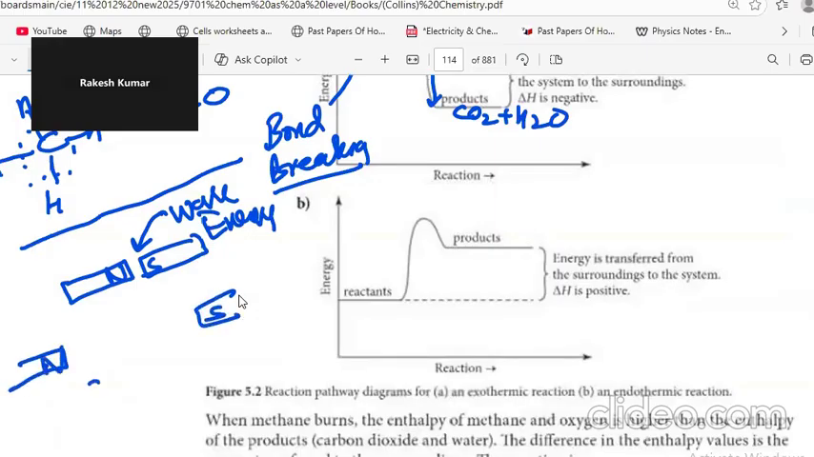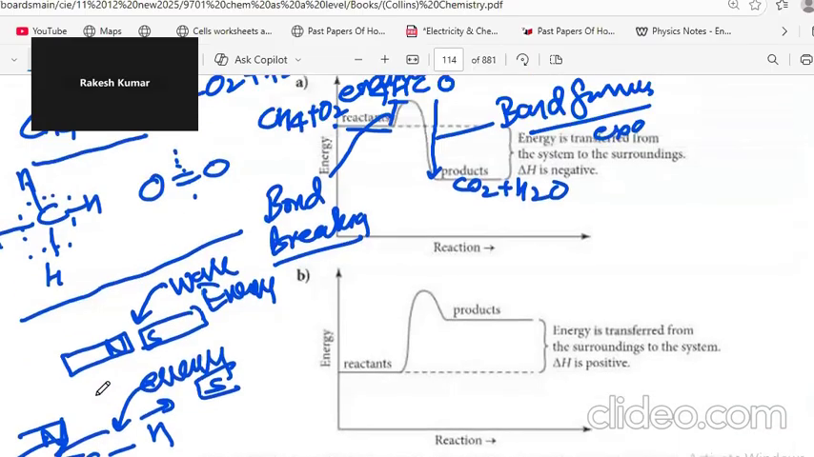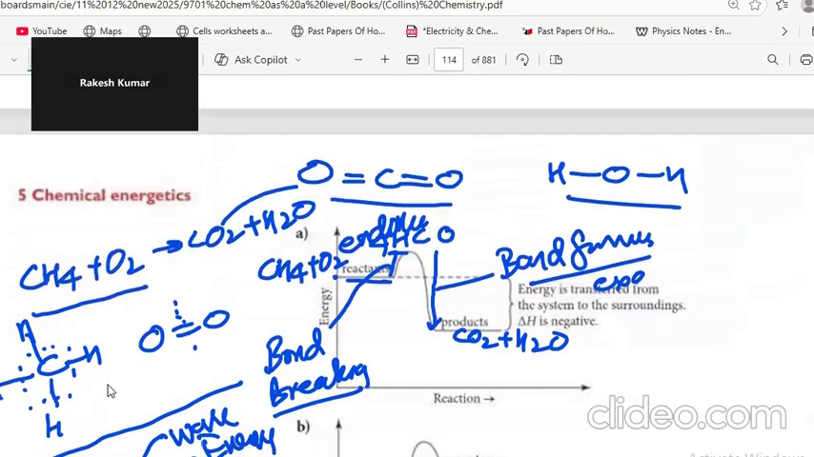Similarly, bonds have to be broken. There is C-H. You have to separate these two magnets sticking together. So you have to do work, you have to give in energy. This is that process. You are giving in energy to separate them. So this is bond breaking happening. This is endothermic. This is exothermic.